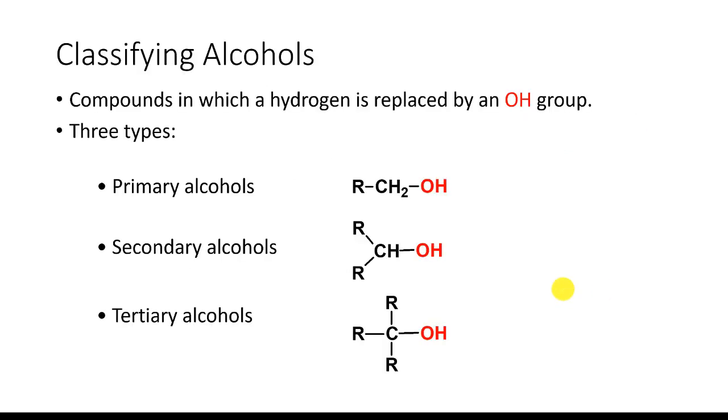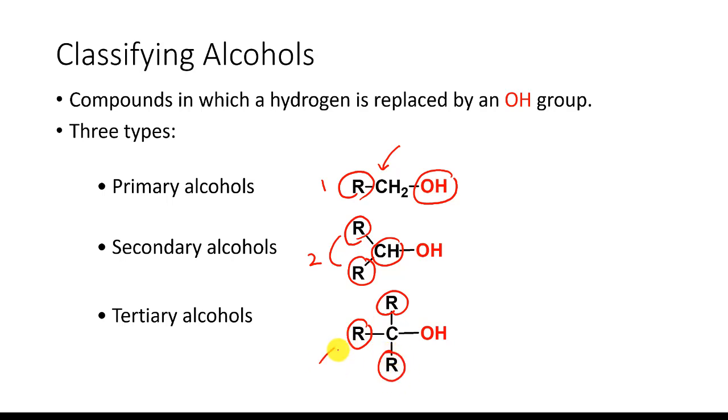So first of all, we classify alcohols the same way we classify alkyl halides. That is, if you have a functional group attached to a carbon with only one carbon attached to it, this is known as a primary alcohol. Now, if the carbon has two alkyl substituents on it, then we would call that a secondary alcohol, and a tertiary alcohol has three groups on it.